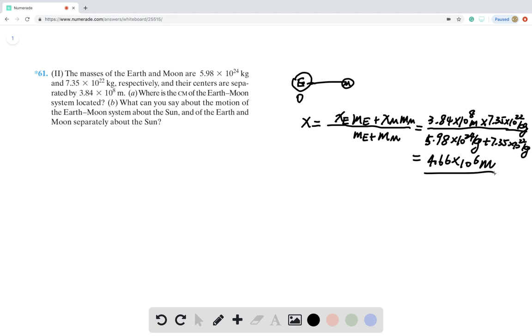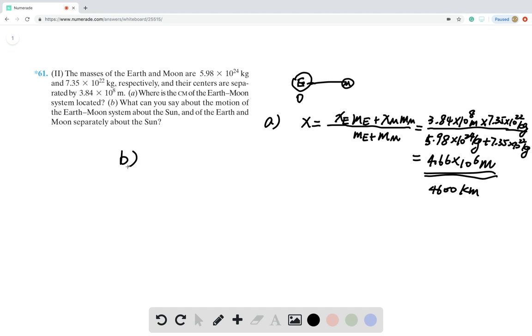So this is a very small distance. It's about 4,000 kilometers. You may not know, but the radius of the Earth is actually 4,600 kilometers. So this distance is smaller than the radius of the Earth. So the center of mass of the Earth-Moon system is actually inside Earth. So this is part A, the center of mass of the Earth-Moon system.